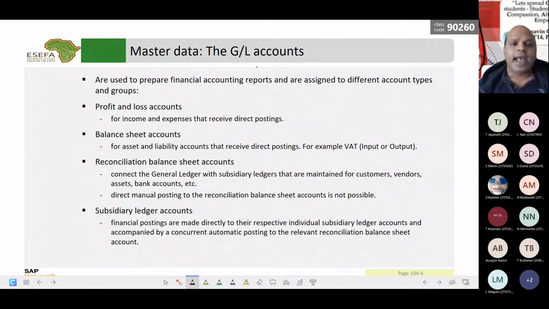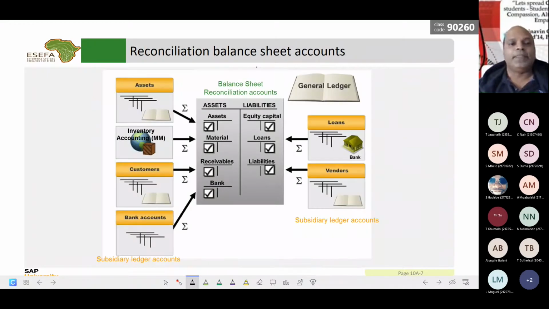All right. And there's something else called subsidiary ledger accounts. Let's go on. So there's the assets, the customer, the bank accounts, the balance sheet, all of that will be reflected on the balance sheet. And I've got a slide at the end of it all that actually depicts the balance sheet generated from SAP. Okay. Let's go on.